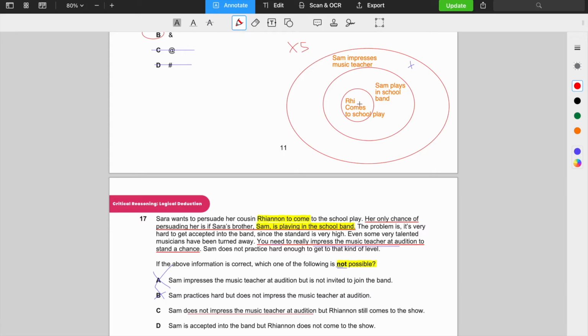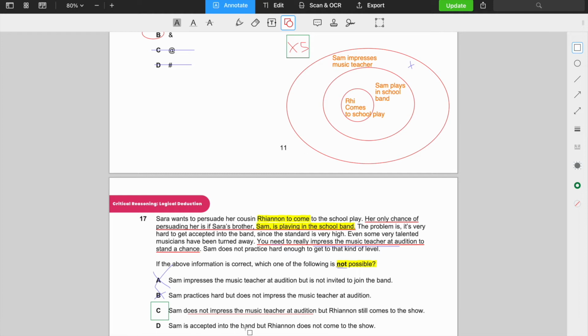Because for Rhiannon to come to the school play, there's actually two core necessary conditions. First one, Sam plays in school band, and second one, Sam impresses the music teacher. So if Sam is lying all the way here, outside that circle, it's actually impossible for Rhiannon to come to the school play. Okay, so C is not possible, right? It's not possible that Rhiannon will still come to the school play.